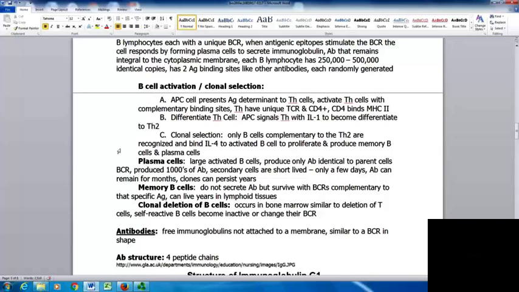The clonal deletion of B cells occurs in the bone marrow, and it's similar to the deletion of the T cells. Your self-reactive B cells are going to become inactive, or they're going to have to change their BCR.